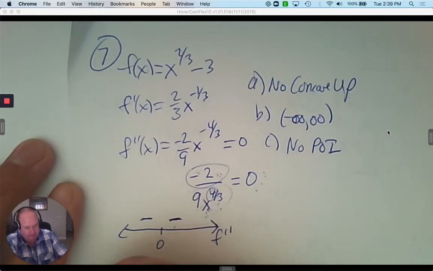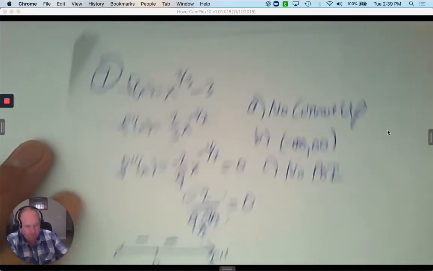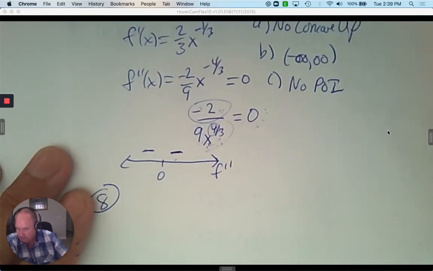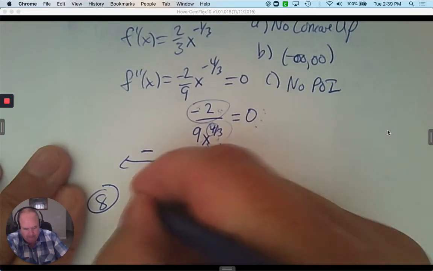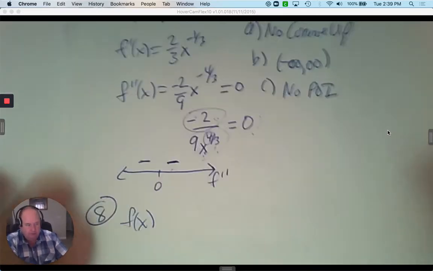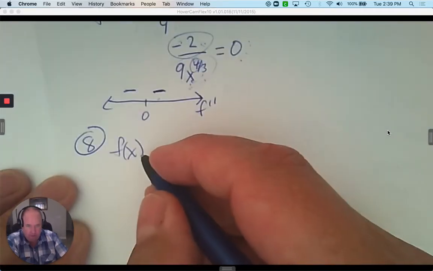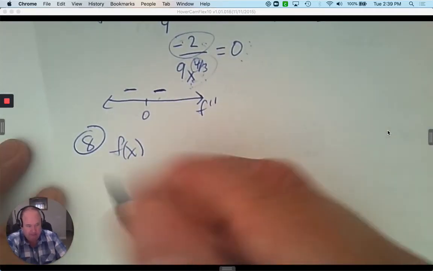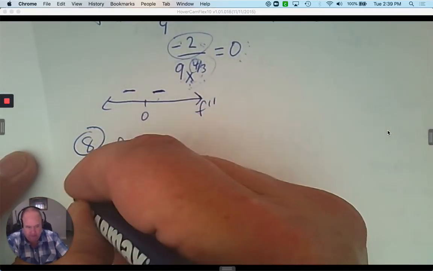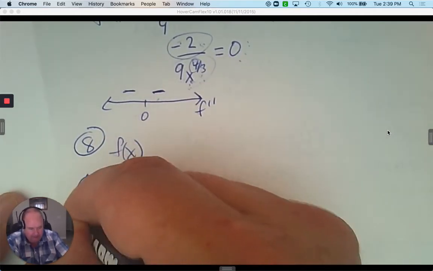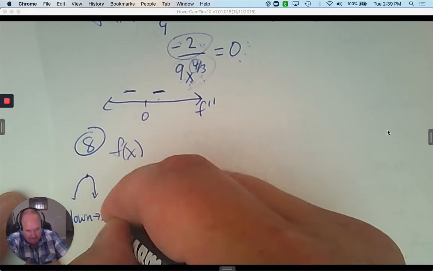All right, number 8. Use the second derivative test to find the relative extrema points. So let's do that. The concept of using the second derivative test is, if you have a critical value and you know it's either a maximum or a minimum, if you do the second derivative test, something that's concave down creates a maximum.